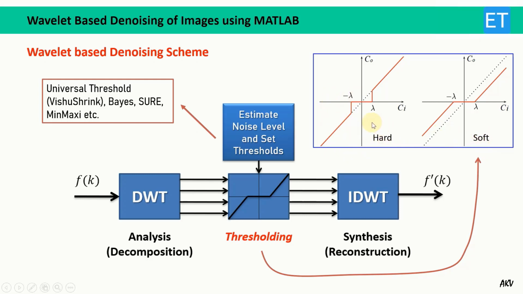In hard thresholding, suppose my threshold values are minus lambda and plus lambda, then all the wavelet coefficients lying in this range, minus lambda and plus lambda, are neglected, they are zeroed out, while the other coefficients remain unchanged in hard thresholding. While in soft thresholding, all the wavelet coefficients lying in this range, minus lambda to plus lambda, are zeroed out, but the coefficients beyond this range are also degraded by a constant, as you can see here.